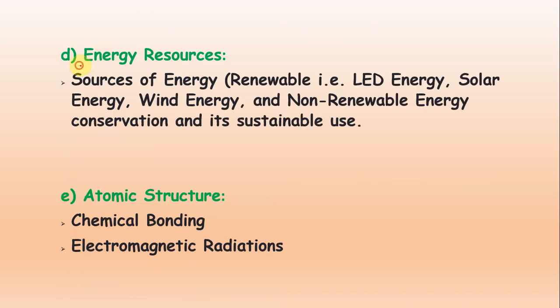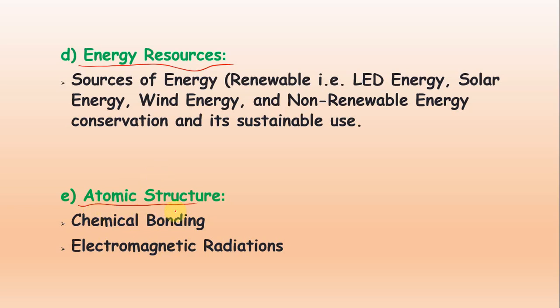Then D part is very important: energy resources and atomic structure. D part is basically related to energy resources. As you know, there are 2 types of energy resources. One is renewable energy resources and the second one is non-renewable energy resources. Renewable energy resources can be used again and again, and non-renewable energy resources can be used only once at a time. They cannot be used again and again. We will discuss this portion in detail in the upcoming videos also.